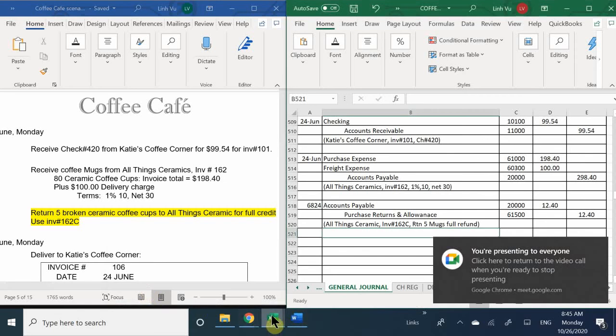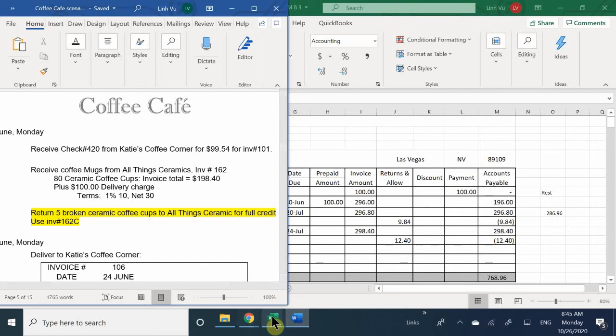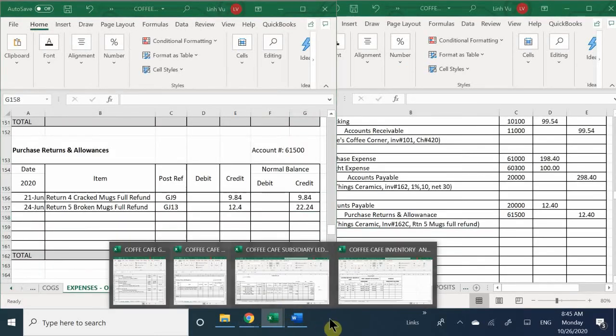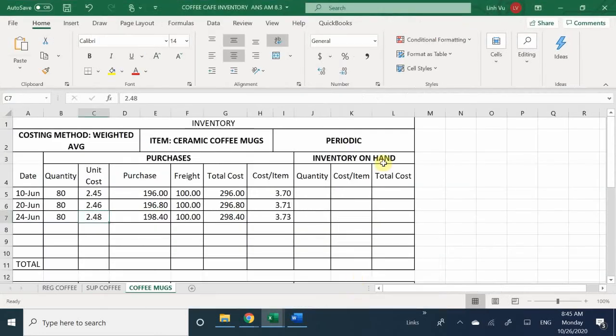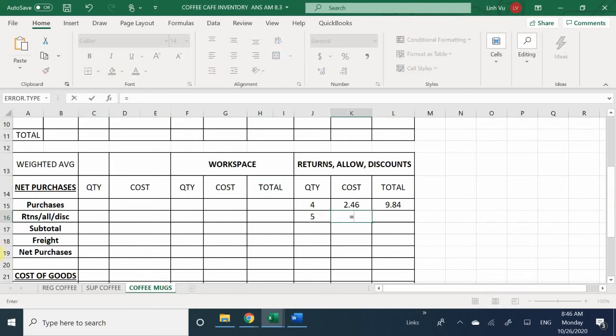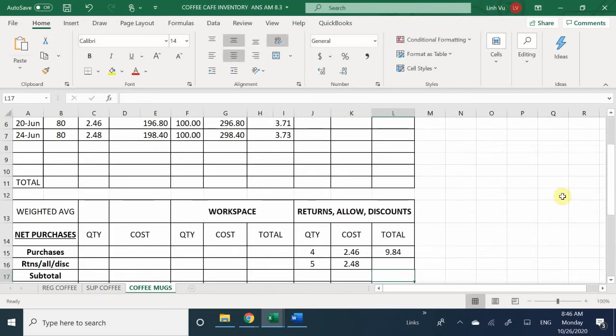All right, let's go ahead and continue. So what comes next? This is delivered to Katie's Coffee Corner. We still got one more worksheet left. The inventory worksheet, you need to update it. We need to fill in our returns and allowances section. So how many mugs did we return? Fine. For how much? The total is 248 each. 12.40. Good.